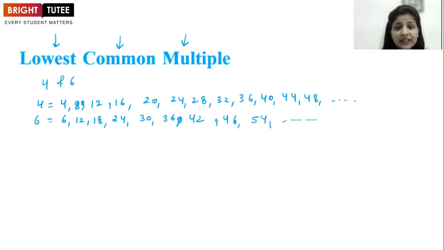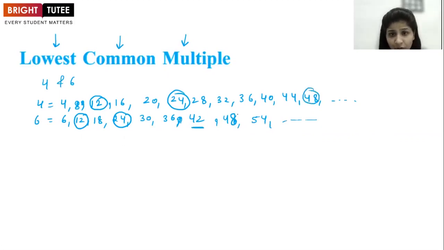So let's see what the common multiples are. The first multiple that I see is common is 12. So 12 is common to both of them. After 12, 24 is common in both of them. After 42 it should be 48, I wrote it wrong. 6 eights are 48. So 48 is common, if you see.